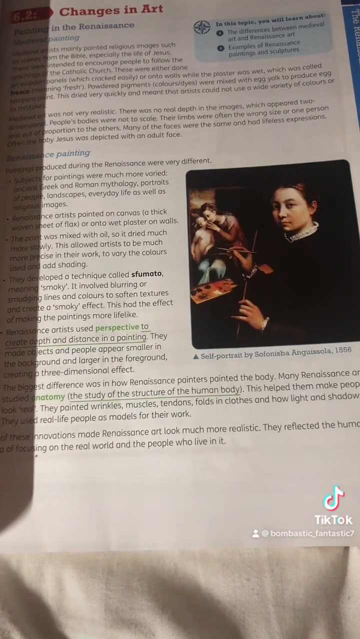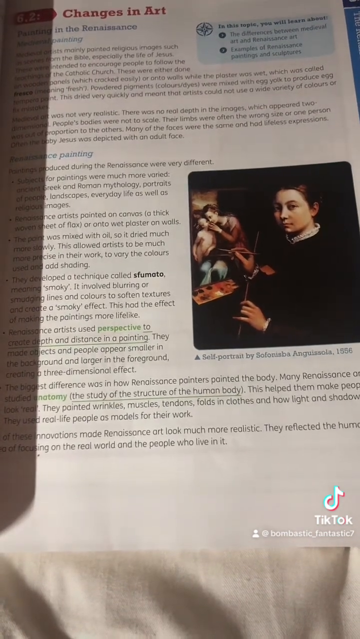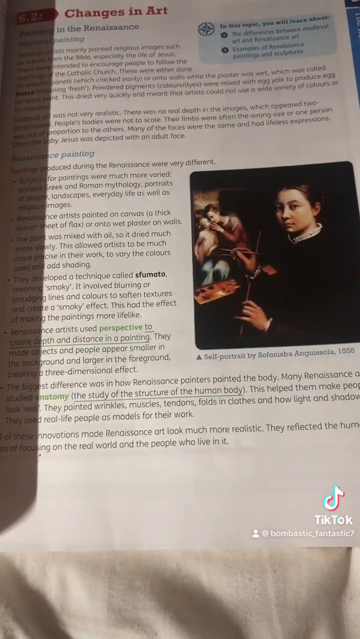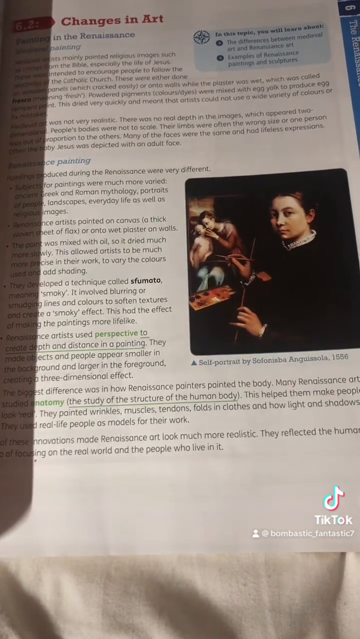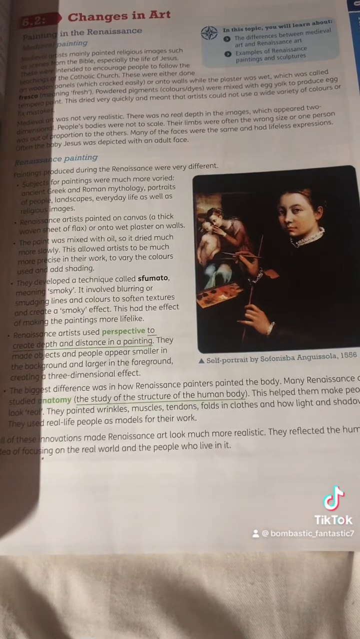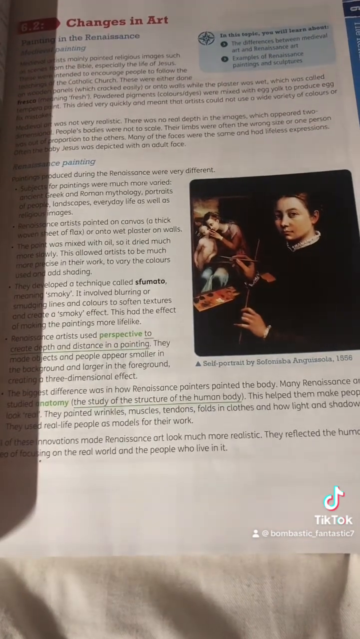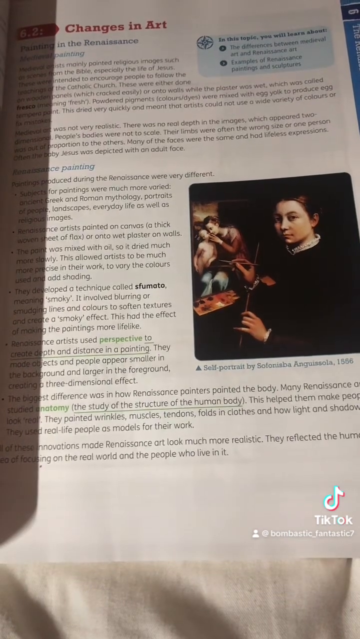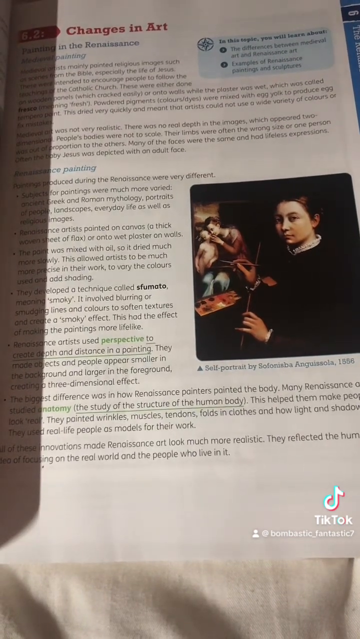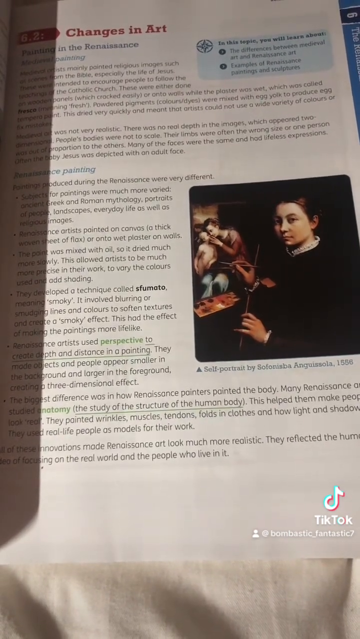Renaissance artists painted on canvas, a thick woven sheet of flax, or on the wet plaster on walls. The paint was mixed with oil, so it dried much more slowly. This allowed artists to be much more precise in their works, to vary the colors used, and to add shading.